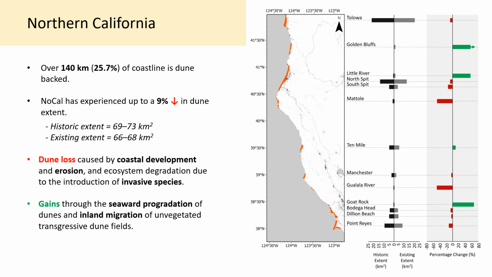Dune loss has been mainly caused by coastal development and erosion and the degradation of dune ecosystems due to the introduction of invasive species. There have, however, also been gains in dune coverage through the seaward progradation of these complexes and the inland migration of sand dunes, especially unvegetated transgressive dune fields.